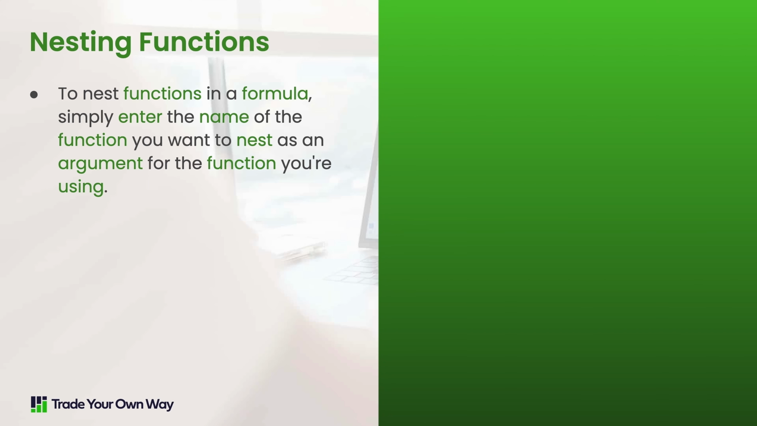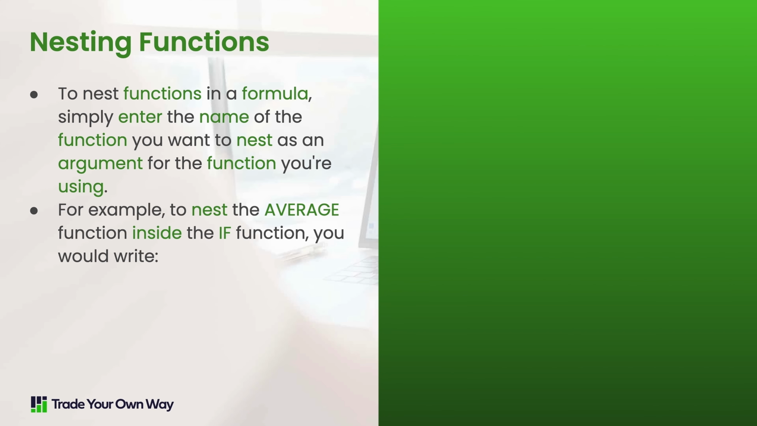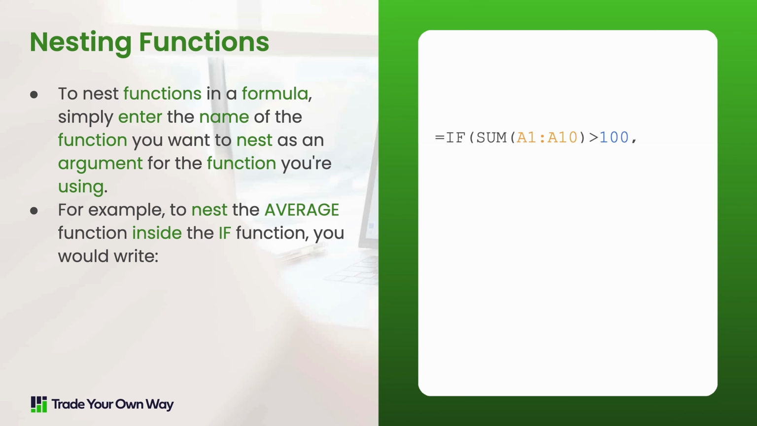To nest functions in a formula, simply enter the name of the function you want to nest as an argument for the function you're using. For example, to nest the average function inside the if function, you would write, if sum A1 to A10 is larger than 100, then under the true area we have our secondary function.